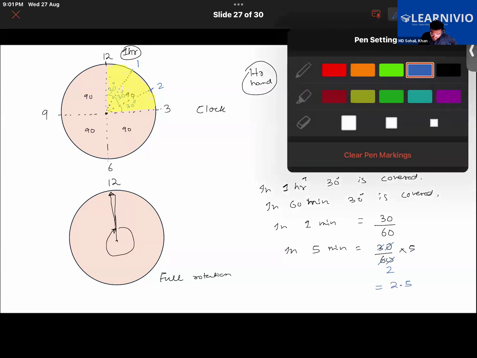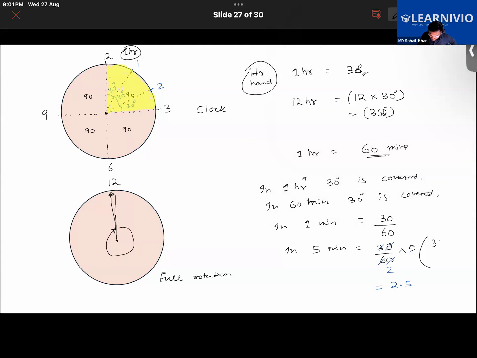If anyone is finding this difficult, let me do it the simple way. 30 upon 60 multiplied by 5. Can I write it as 5 upon 1? Then it is 150 upon 60, and after division you get the same value, that is 2.5. So it means that every 5 minutes, 2.5 degrees is covered. I believe so far it should be clear to everyone.